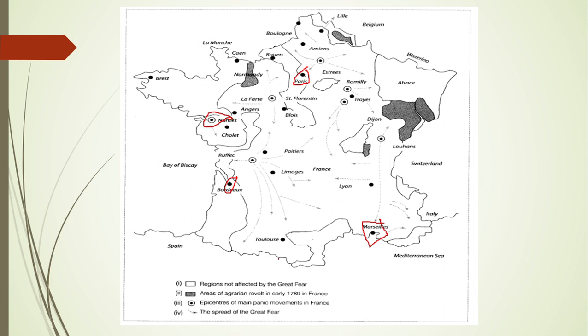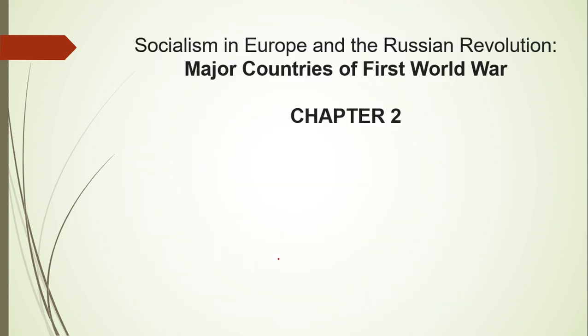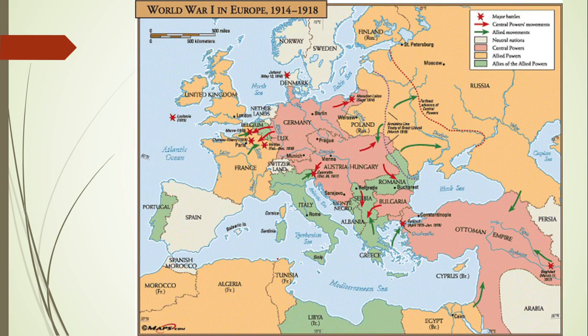The next that we are going to study is the major countries of First World War. The chapter is definitely socialism in Europe and the Russian Revolution, but we are going to study here the major countries of First World War, in which we will study about the Central Powers and the Allied Powers. In this map, we have some extra things also mentioned, the major battles that were fought from 1914 till 1918, how the Central Powers were moving, how the Allied were moving, and which were the neutral nations that we will discuss here.